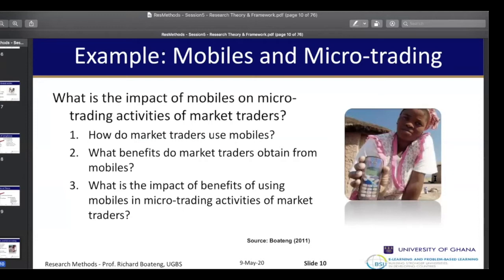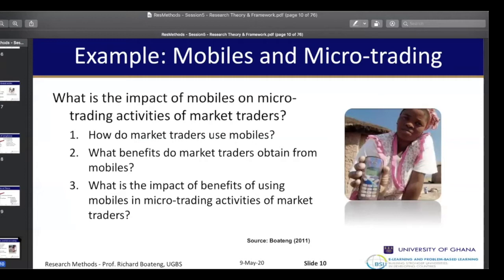Now, in this scenario, you realize that if he wants a framework to be able to understand this, he needs to establish, one, how market women use a mobile phone. Number two, an understanding of what type of potential benefits they would gain from using mobile phones in business. And number three, what type of impact. So if you read the literature review of the work, it tried to explain, one, what are the activities that market traders carry out in the market? There are pre-trade activities, during trade activities, and post-trade. So we need to understand how mobile phones are used in these three dimensions. That would be the first one.